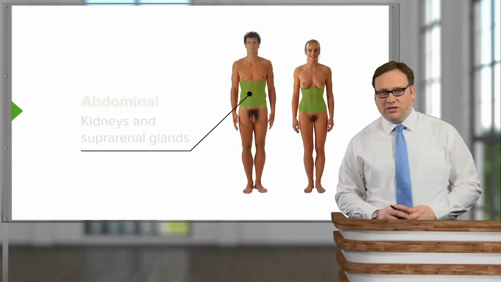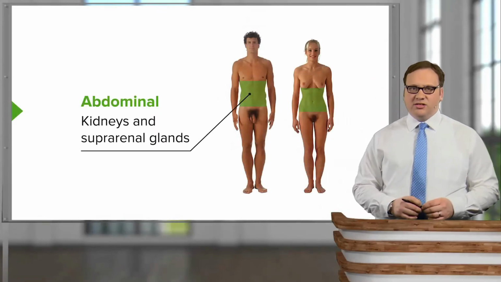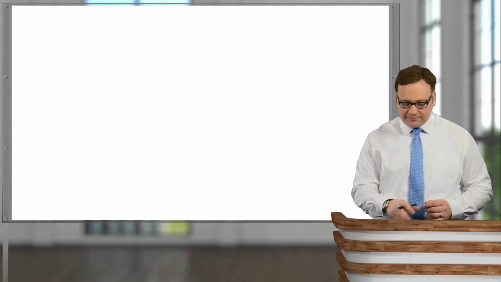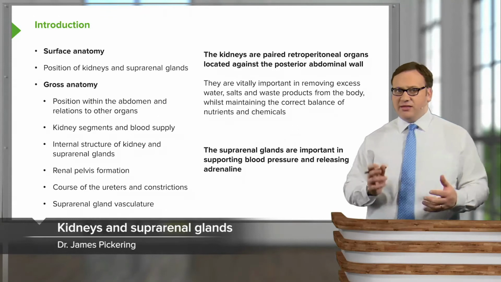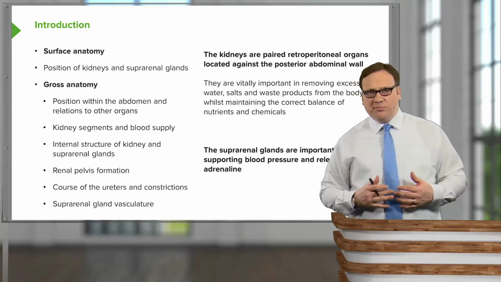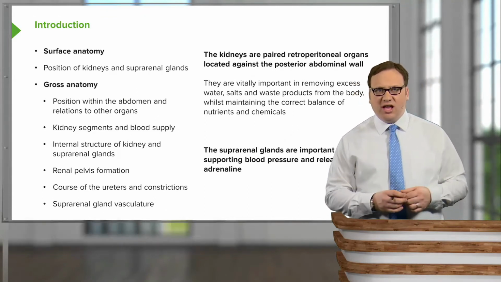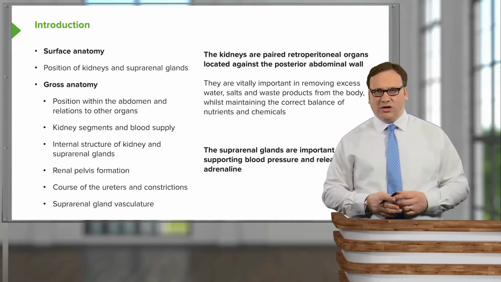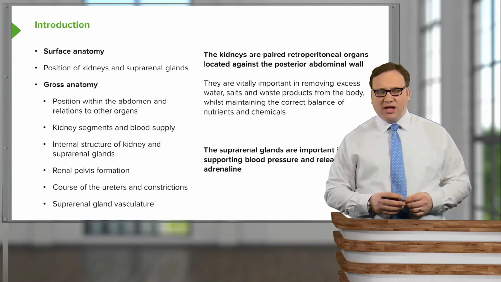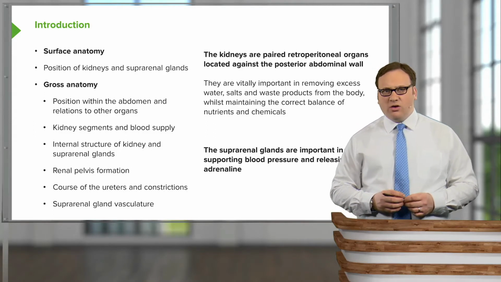In this lecture, we're going to look at the kidneys and the suprarenal glands. So we'll start off by looking at the position of the kidneys and the suprarenal glands and how that position is mirrored onto the surface of the abdomen. We'll then explore their gross anatomy by looking at the position within the abdomen and their relations to other organs.